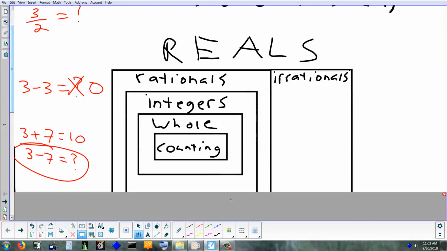Can anybody think of a number that you cannot write as a fraction? Yeah? Does i count? That's even more. We'll get to that in a little bit. I'll mention it briefly, but I'm not going to write anything down about that yet. But we'll talk about it. Yep, were you going to say something? No. Anybody give me a number that you can't write as a fraction?